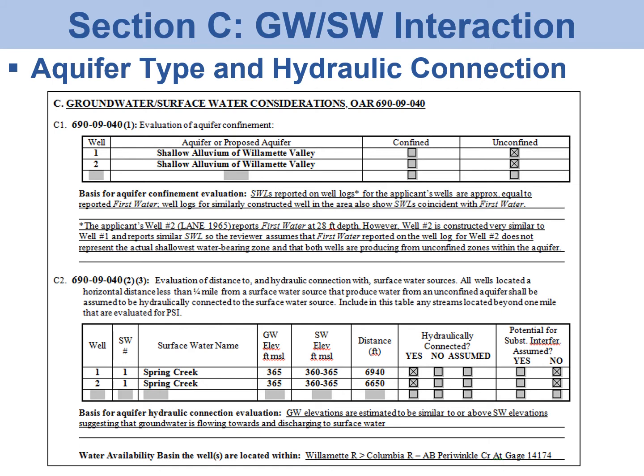We again identify the two wells. We identify that they are hydraulically connected with the Spring Creek. We do that based on geology, based on groundwater level elevations, based on whether a stream is perennial or ephemeral. And we note the distance between the well and that surface water body, and then give a narrative of the basis for our hydraulic connection evaluation.